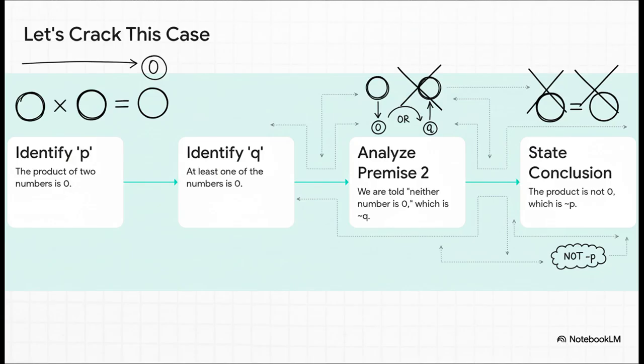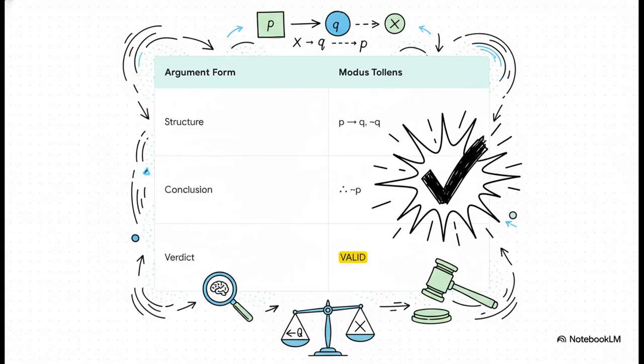Now, the second piece of evidence tells us that neither number is 0. Well, that's the exact opposite of Q, so we have not Q. And the conclusion? The product is not 0, which is not P. So the argument structure is, if P, then Q, and we know not Q, so what does that mean for our verdict? And therefore, the verdict is valid.